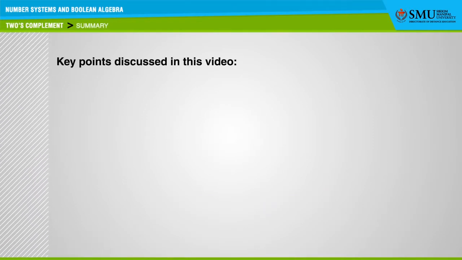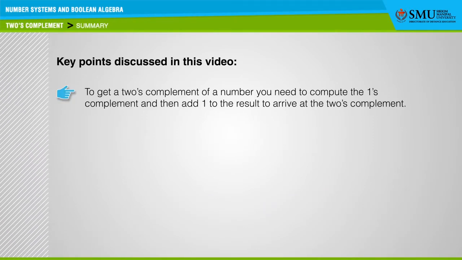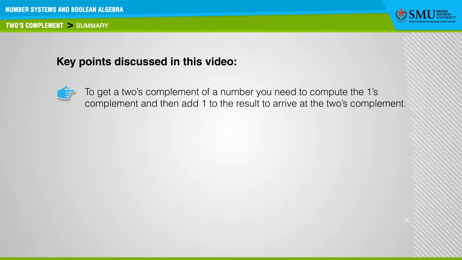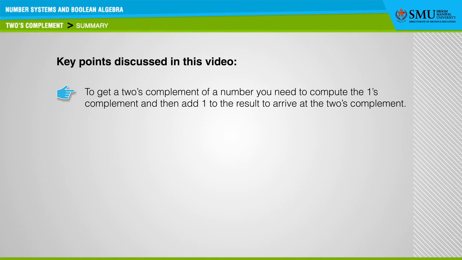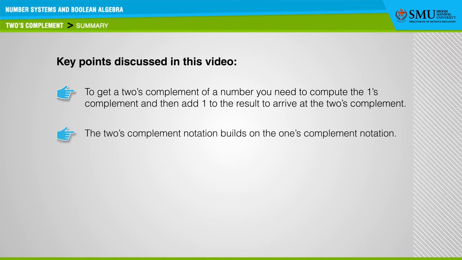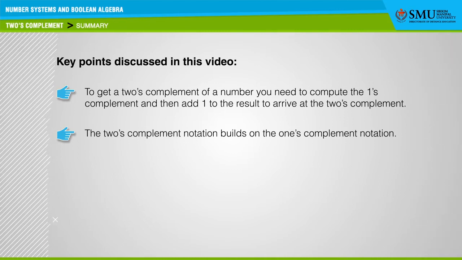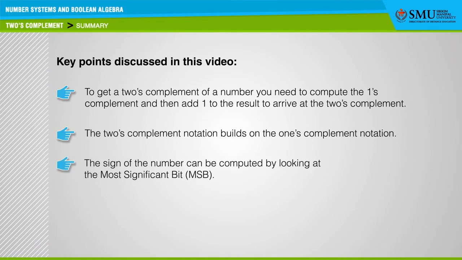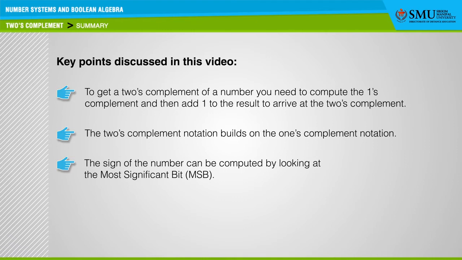Key points discussed in this video. To get a 2's complement of a number, you need to compute the 1's complement and then add 1 to the result to arrive at the 2's complement. The 2's complement notation builds on the 1's complement notation. The sign of the number can be computed by looking at the most significant bit.